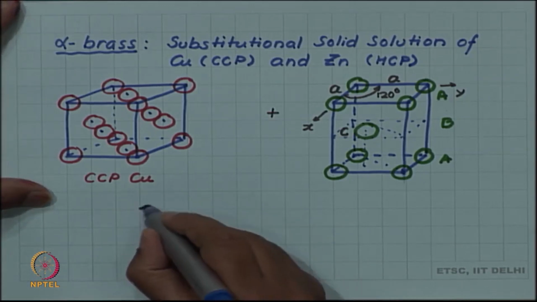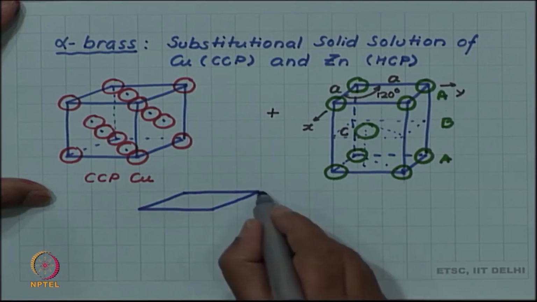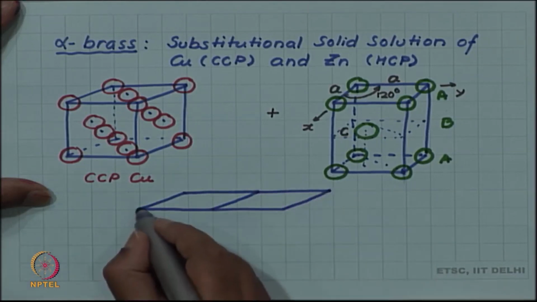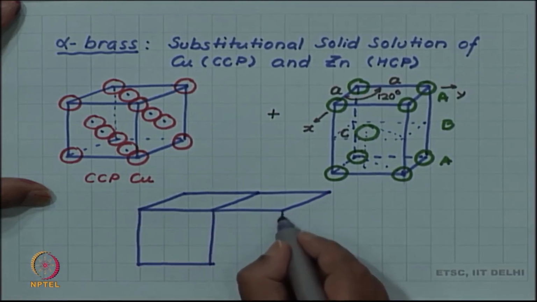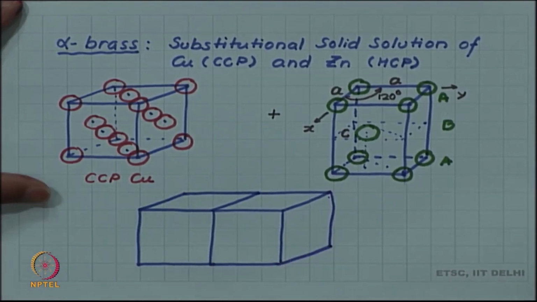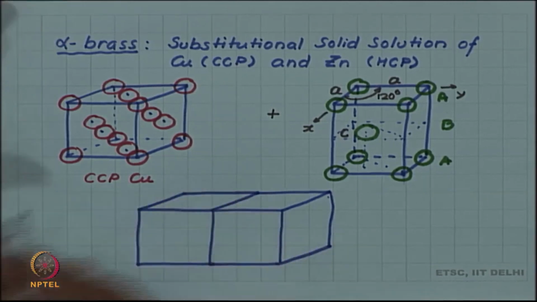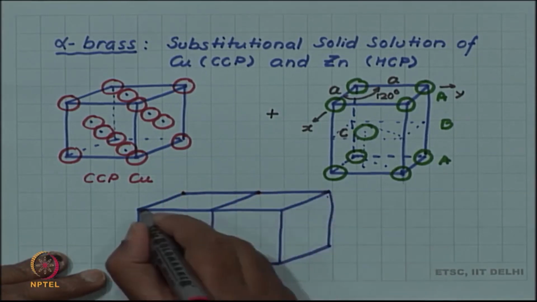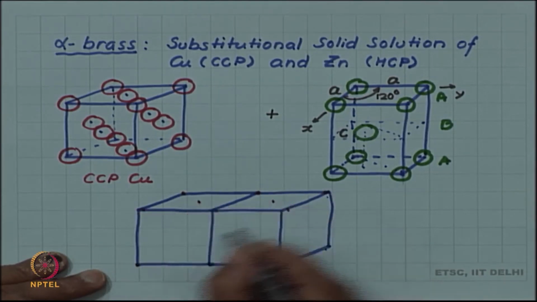So, let me again draw another two unit cells of this structure, which will now represent the solid solution. Maybe for clarity, I do not show the invisible faces now and only show the visible faces, and these are the sites. So, the corners and the face centers are sites where atoms will be sitting.